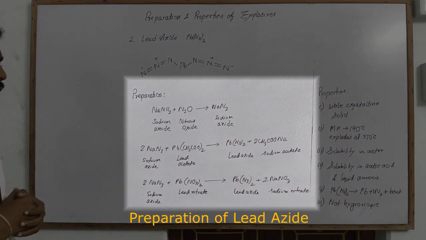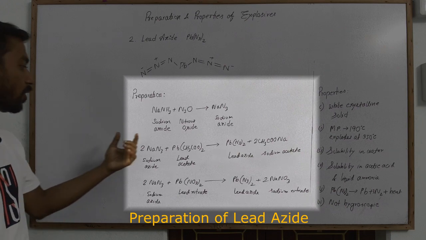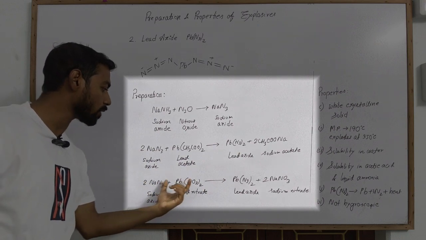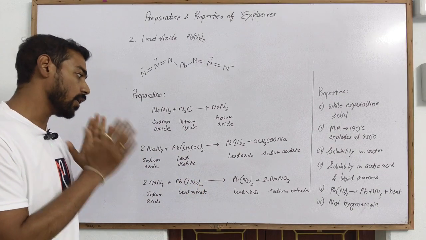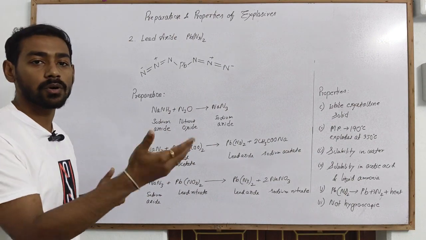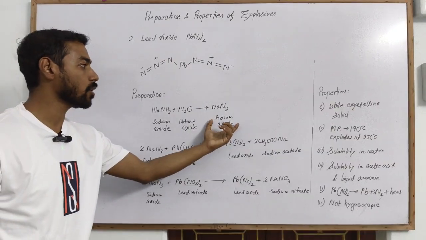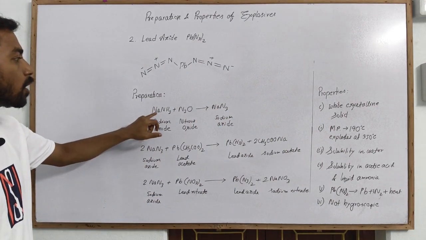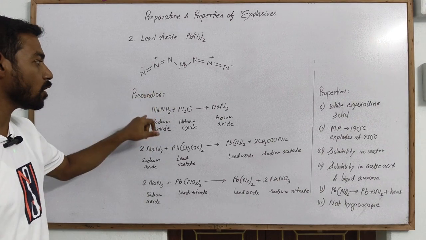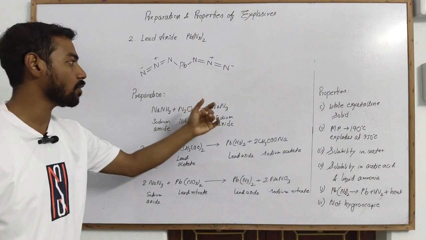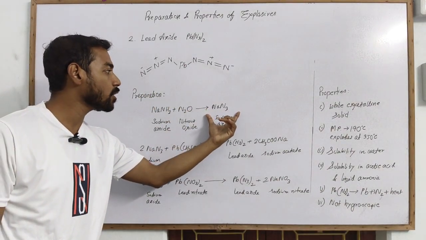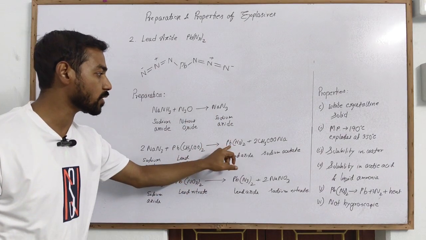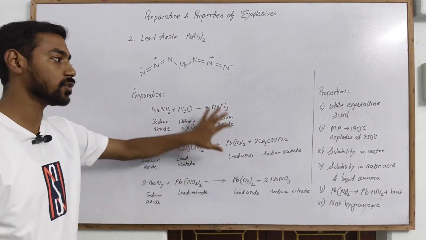Now coming to the preparation. Lead azide can be prepared by reacting sodium azide with lead acetate, or by reacting sodium azide with lead nitrate. Before this preparation, you have to get the sodium azide, right? So how will you prepare the sodium azide? Sodium azide can be easily prepared by reacting sodium amide with nitrous oxide. Then sodium azide should be treated either with lead acetate or with lead nitrate to get the desired lead azide. So this is the overall preparation.